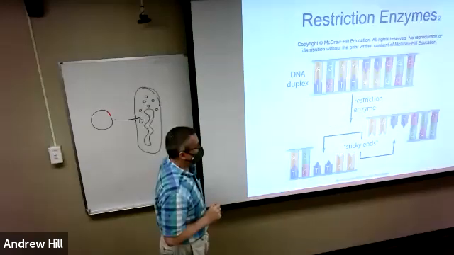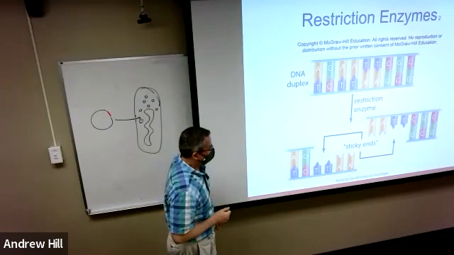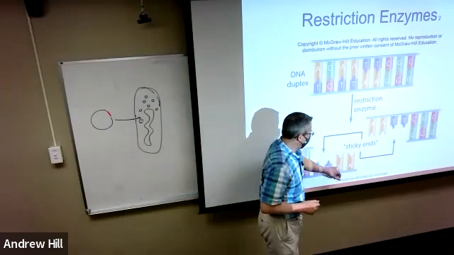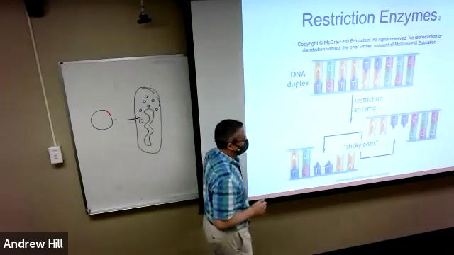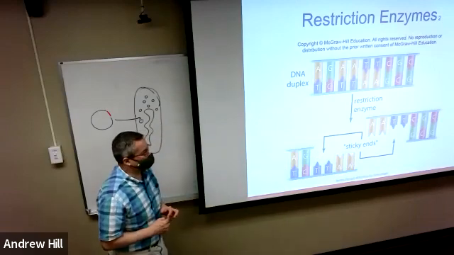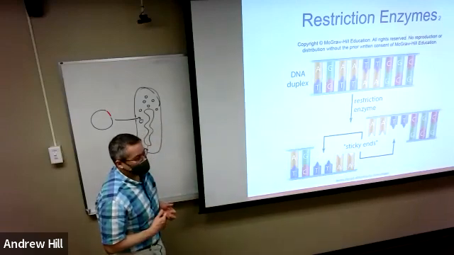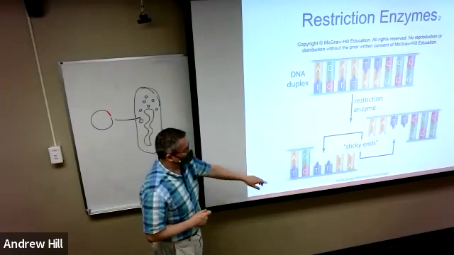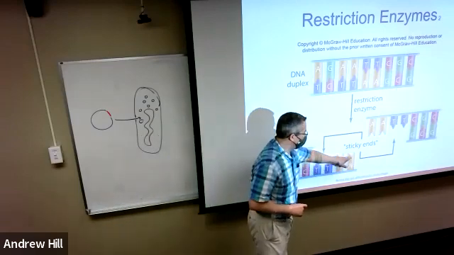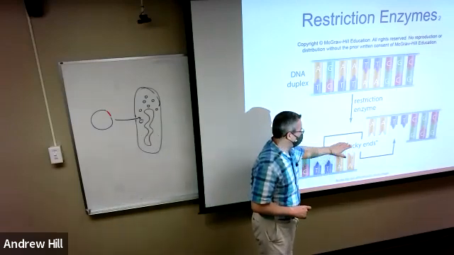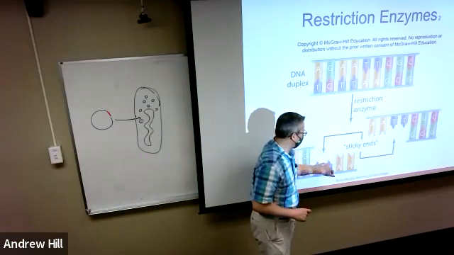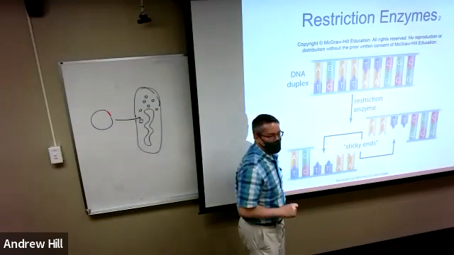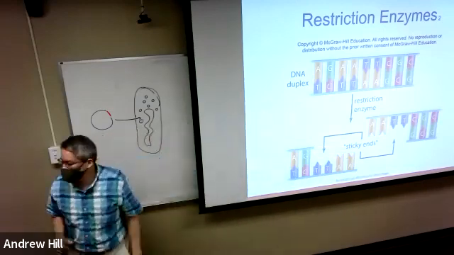So you have four nitrogenous bases that are exposed here, and over here you have four bases that are exposed. That's referred to as a sticky end. Why is it a sticky end? It's called a sticky end because it's possible for another piece of DNA to come in and stick to this, as long as it has a complementary sequence. It should be able to stick to that.